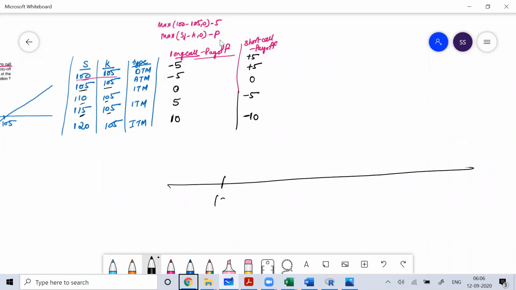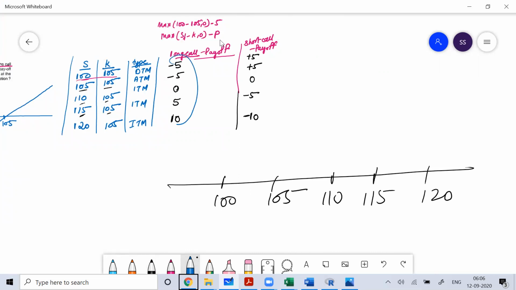So you can write 100, 105, then 110, 115, then 120. So 100 means long call I'm talking about, minus 5. Then 105 minus 5. Then 110, 0. Okay, no profit, no loss. 115, 5. Then 120, 10. This is the payoff diagram of long call.